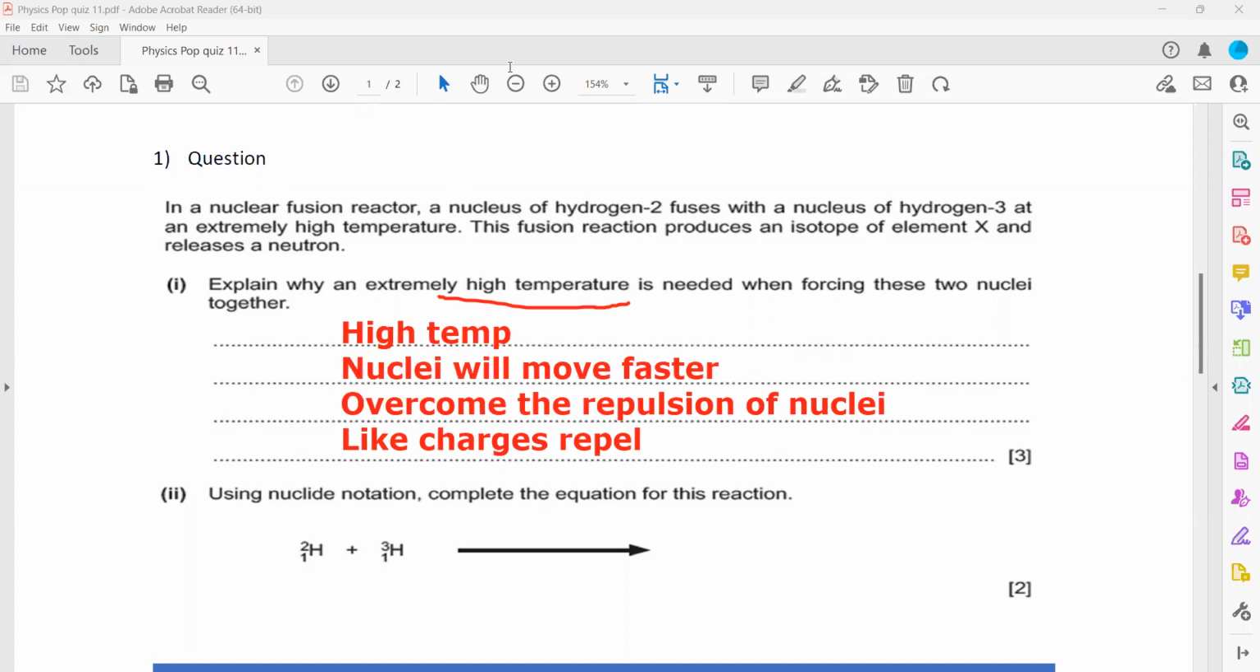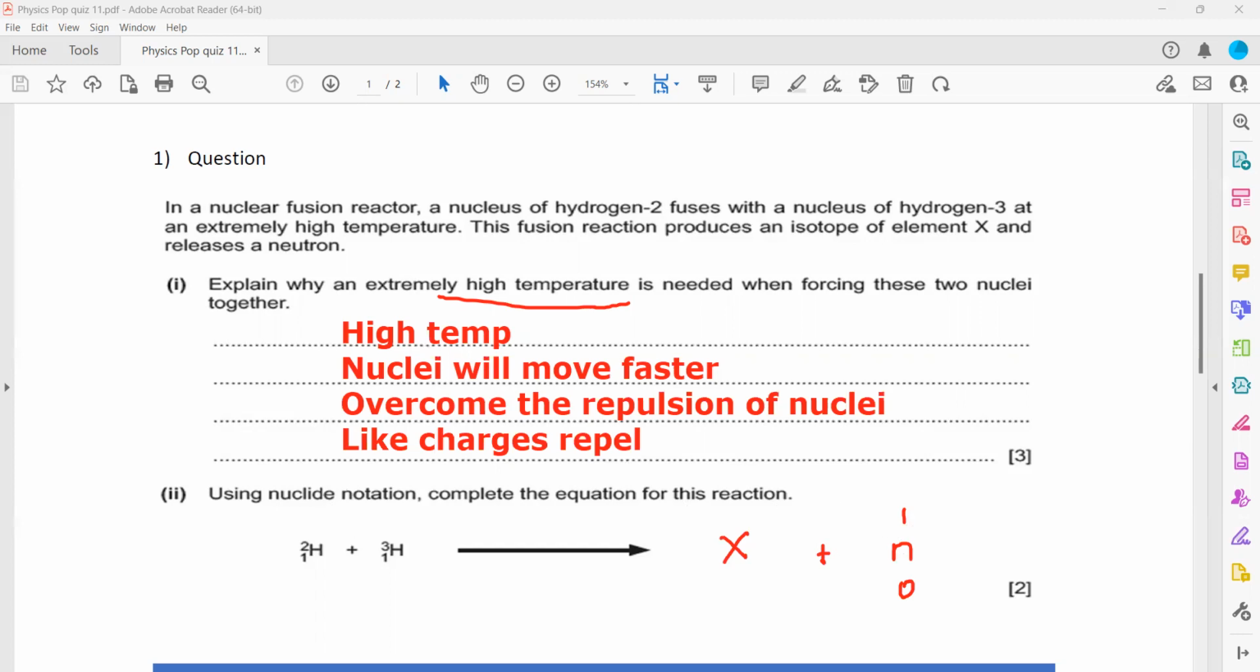The second, we have to complete the equation using a nuclide notation. As I mentioned, it produces an element X, and a neutron is there. So there's an element X plus a neutron. Neutron is nucleon number 1, proton number is 0.